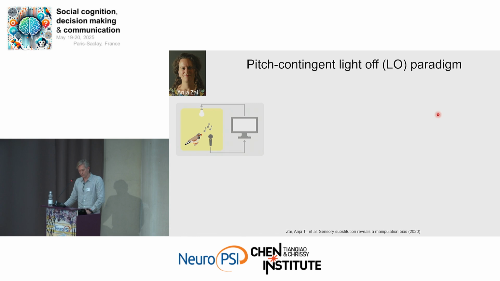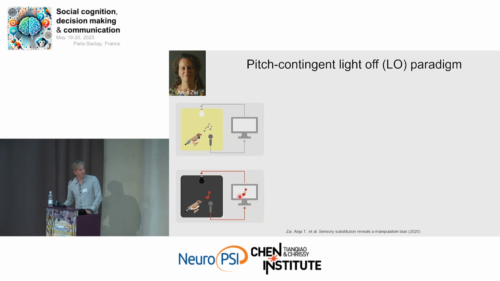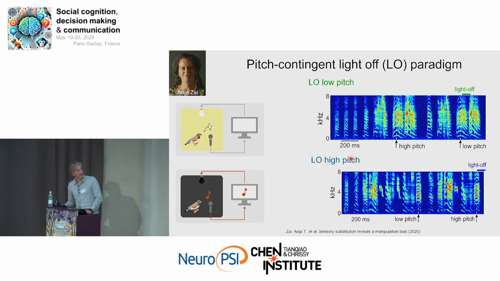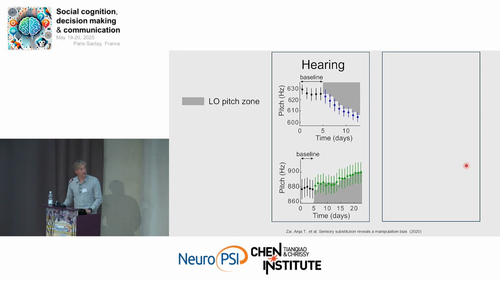So she put the bird in a box and recorded the song, and whenever the bird sang, the light was on, but whenever the song hit a particular pitch, either a high or low pitch, then she turned off the light very briefly. Here's an example where a bird sings a high pitch, and on low pitch, the light goes off. We also had high pitch light-off birds, where the light goes off when it sings a high pitch.